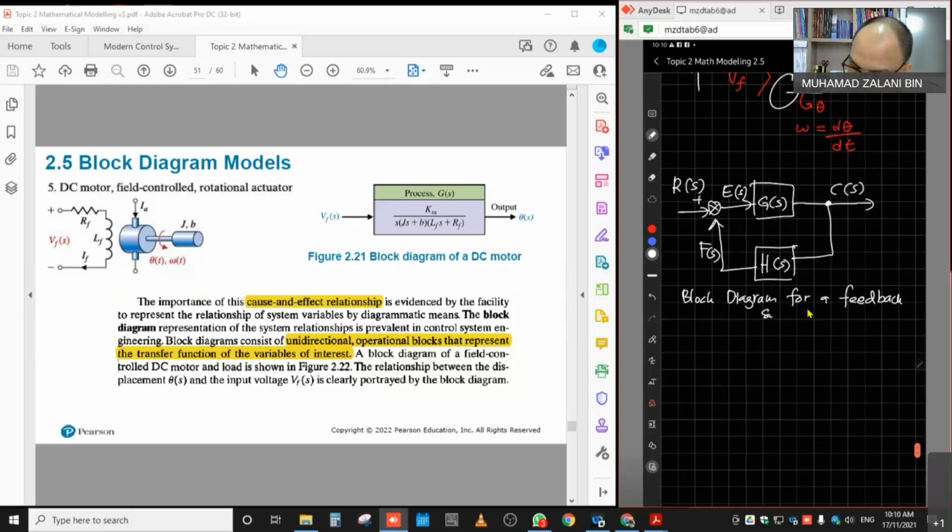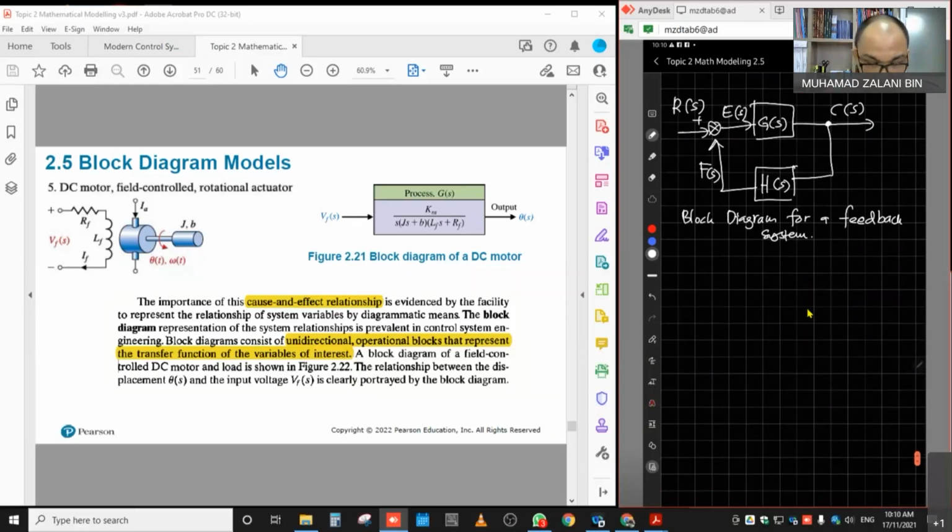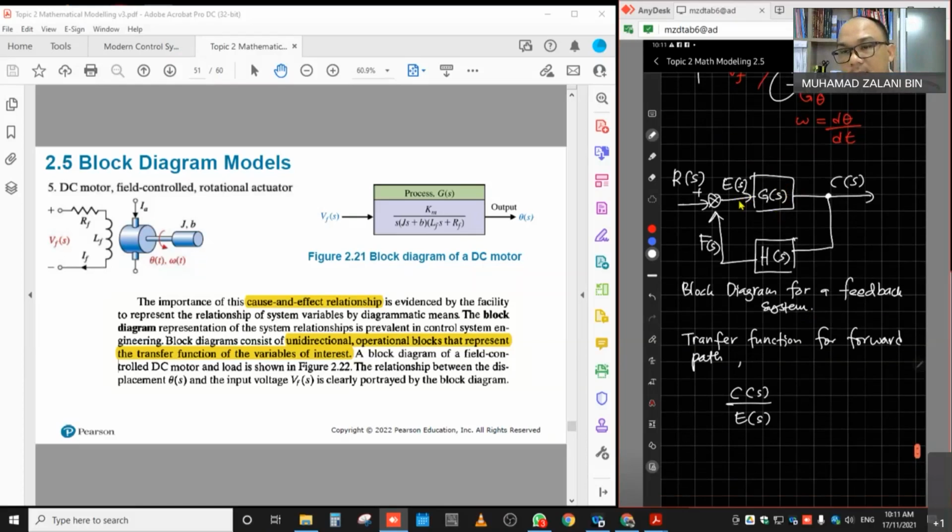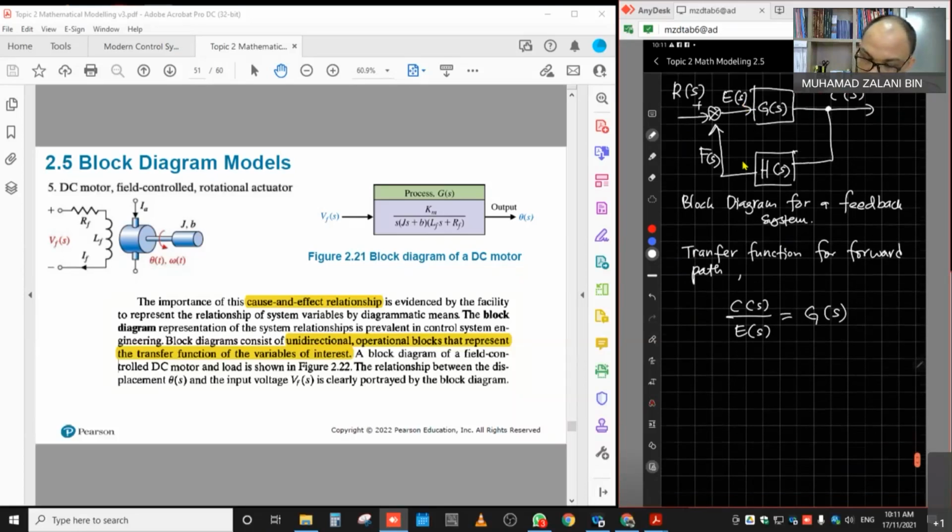Kenapa feedback system? Kerana ada feedback. Ada sensor that we use as feedback for the system. So for this particular case, for example, the transfer function for the forward path, CS, the forward path is this path. Transfer function for the forward path, which is this part, which is referring to this part. So this one is GS, right? For the forward path.